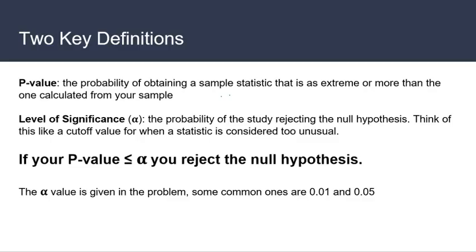And if our p-value is less than our level of significance, then we reject the null hypothesis. We consider that to be super rare. Okay, the significance value is given to you in the problem. Some common ones that you'll see, and these aren't the only ones, but these are the most common ones, are 0.01 and 0.05. So if I set my significance level at 0.05, what I'm saying is anything that happens less than 5% of the time is considered rare. Okay, so this is our cutoff value.